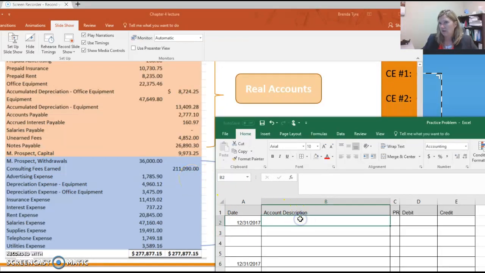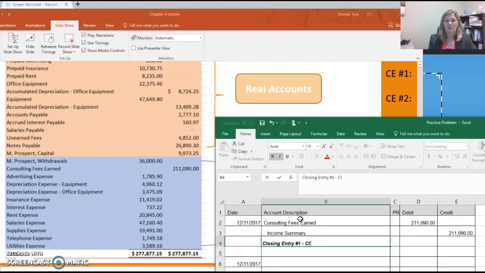It's like subtracting it, right? If it's a credit, to get rid of it, I have to debit it. So debit consulting fees earned, 211,090, and credit the income summary account for the same amount. Here we're just going to say closing entry number 1, close revenue account.